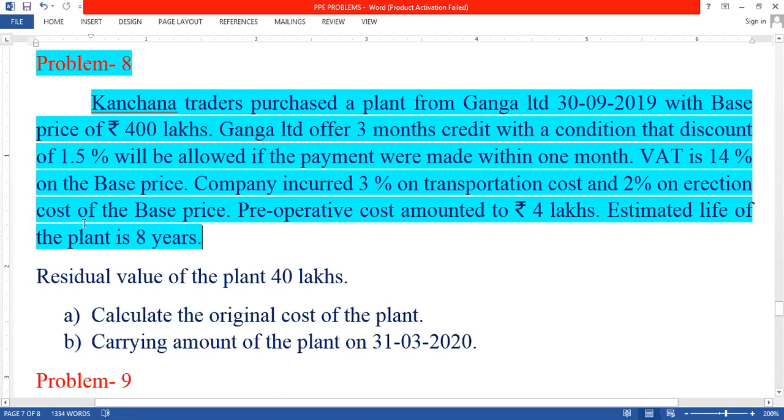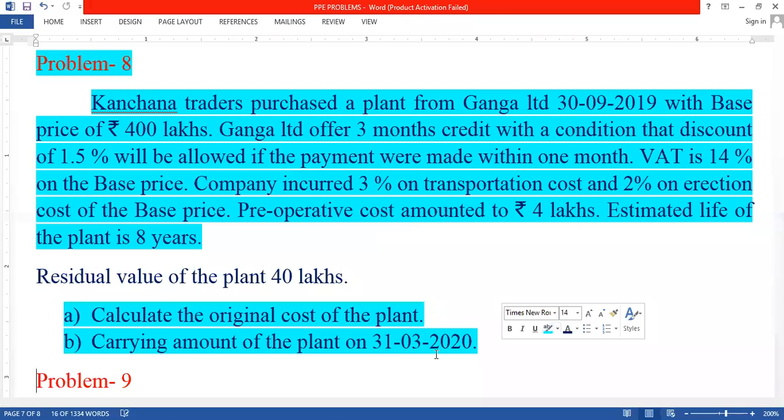This is based on the base price or the quoted price. That is 14% on base price, and the company incurred 3% on transportation cost and 2% on erection cost on the base price. Pre-operative cost is 4 lakhs. Estimated life of the plant is 8 years, and the residual value of the plant is 40 lakhs. And what we need to calculate here are the original cost of the plant and the carrying amount of the plant. These two are essential, we have to calculate here.